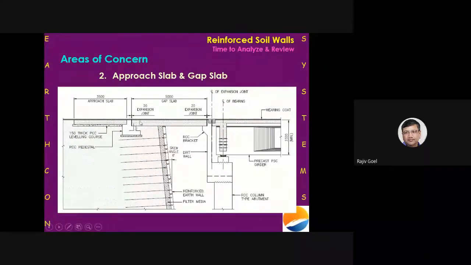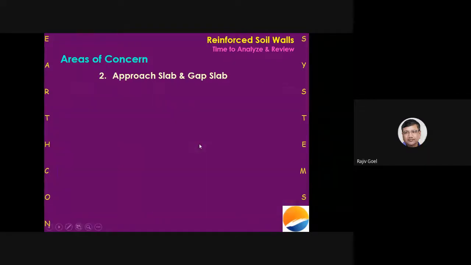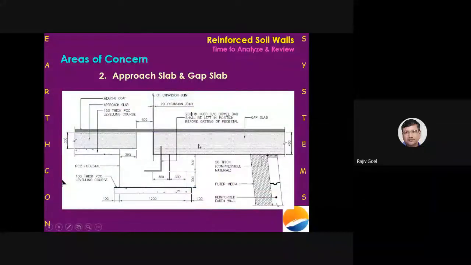Firstly, this will fall with the reinforcing elements which are already placed in the reinforced soil wall. And I have come across situations where after we have constructed the reinforced soil wall, the structure team has come back and excavated, removed the reinforcing elements, made this beam, and then constructed the approach slab and the gap slab. There is no need to do that. There is absolutely no need for this kind of detailing.